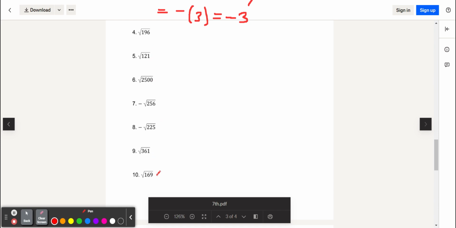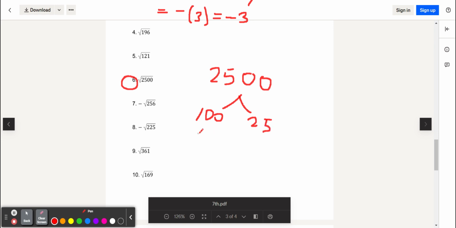Some of these numbers are bigger, so they might take a little bit more time. You can use something called prime factorization. For example, prime factorizing a number means you break it down into its prime factors, as the name implies. So here we have 100 and 25 are factors of 2,500, right? And 100 is 10 squared, and 25 is 5 squared. So based on that, we know that the square root of 2,500 is actually just 50. You can apply a similar concept to the rest of these, just be careful of the negatives in front.